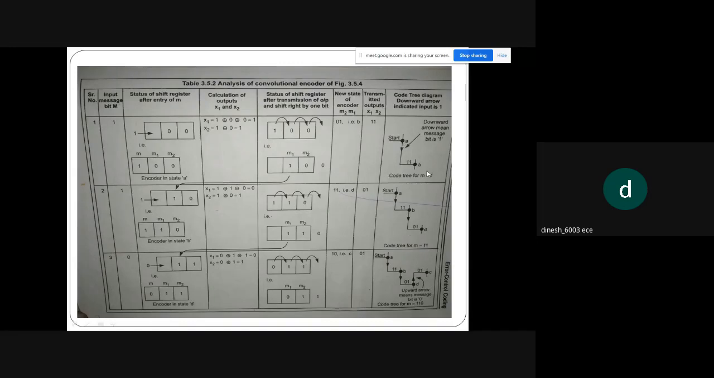Already we had sent the first bit 1, and the second bit I am sending is also 1, so 1 1. Now I am going to send the third message bit, which is 0.